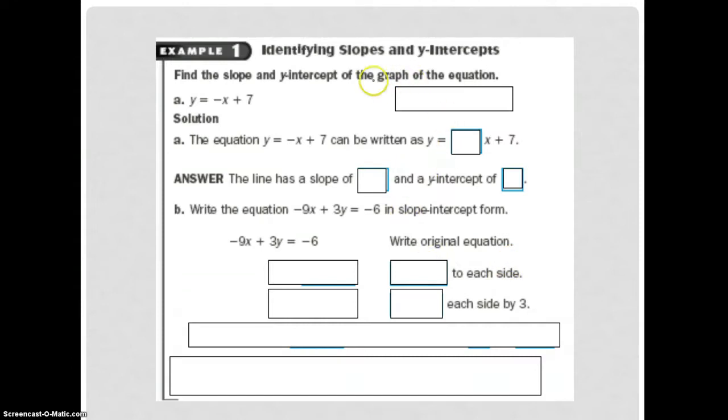Let's identify the slope and y-intercepts. You have y equals negative x plus 7. Now remember that this negative x does have a number in front. What number could be multiplied by x and not change the fact that it's negative x? That's a 1. So we could say that the number next to the x, and just the number, is the slope, negative 1, and the y-intercept is 7. We are going to skip part B.